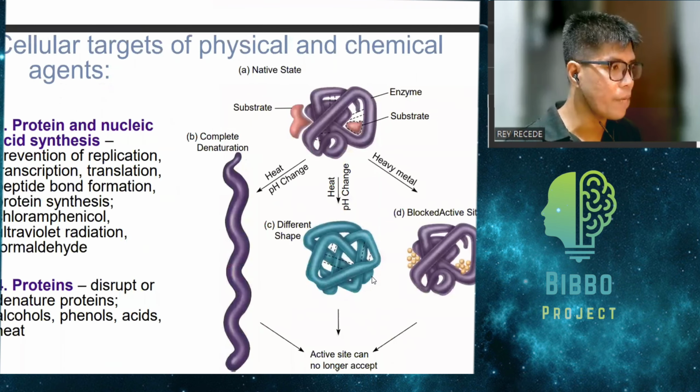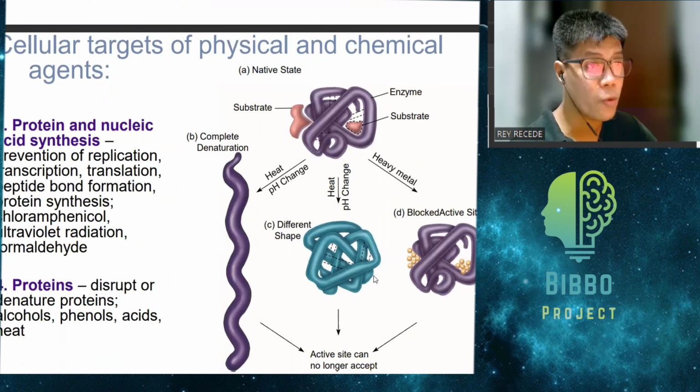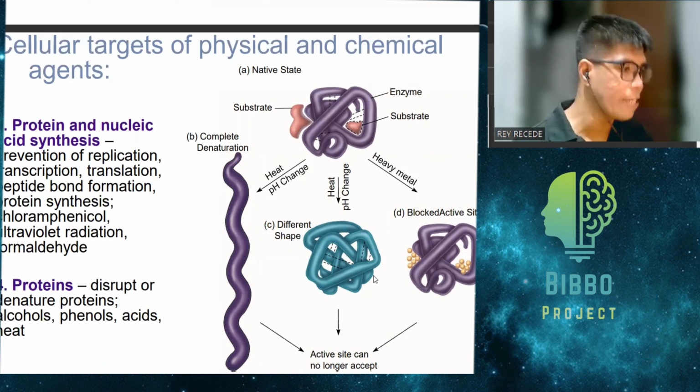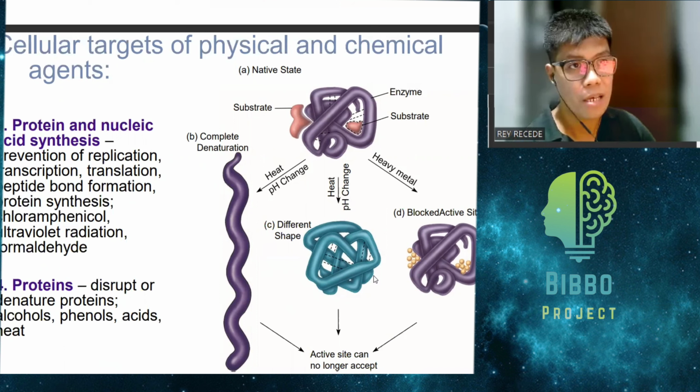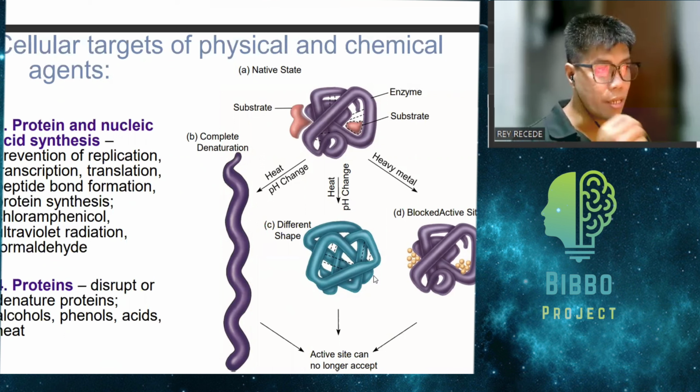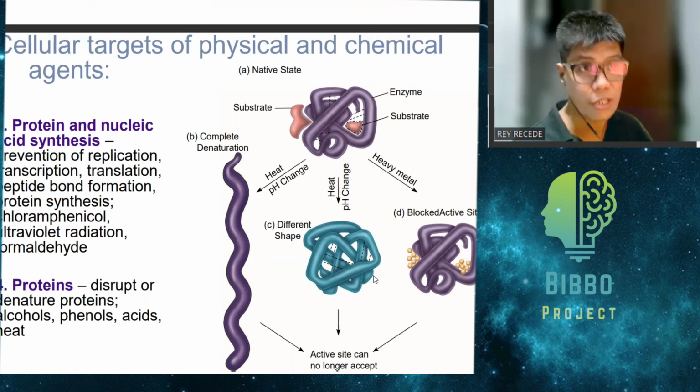Cellular targets of physical and chemical agents. Protein and nucleic acid synthesis, prevention of replication, transcription, translation, peptide bond formation, protein synthesis: chloramphenicol, ultraviolet radiation, and formaldehyde. And lastly, proteins disrupt or denature the proteins: alcohols, phenols and acids and heat could be among those that are considered as physical and chemical agents.